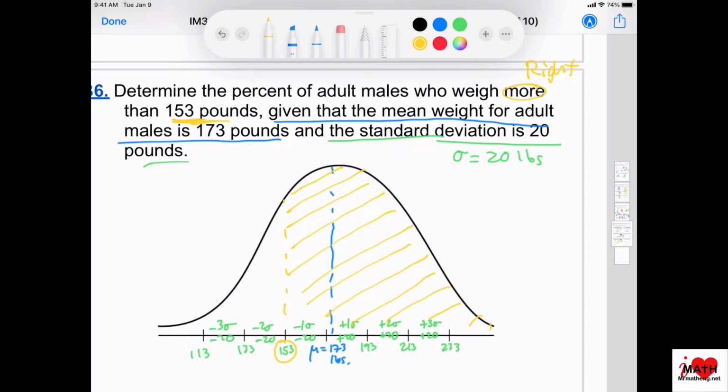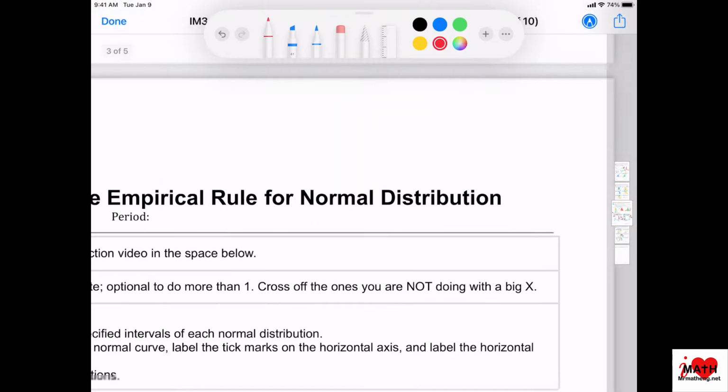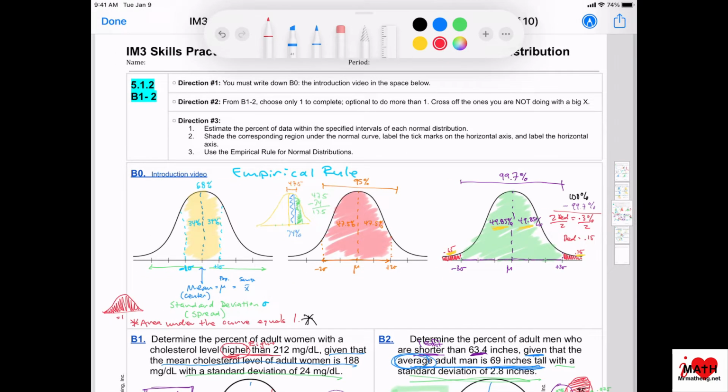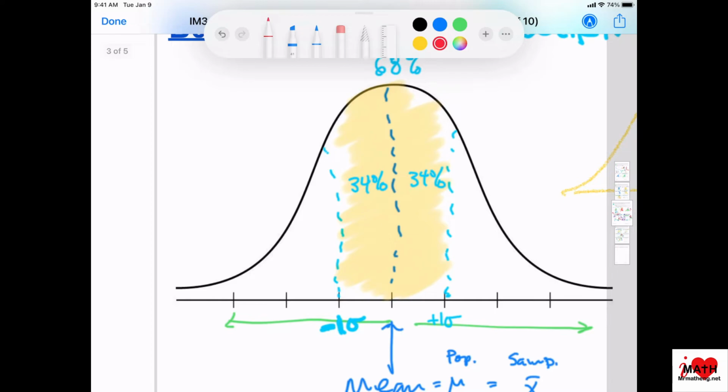Okay, the trick to finding this one is applying the empirical rule. And the line that you have, not the mean, not the blue one, the yellow one, this represents how many standard deviations away from the center. The answer is 1 standard deviation. Okay, so if I go back up to the empirical rule, which one of these represents 1 standard deviation away? The left, middle, or right? That would be the left side. 1 standard deviation away is 68%, or 34 and 34.